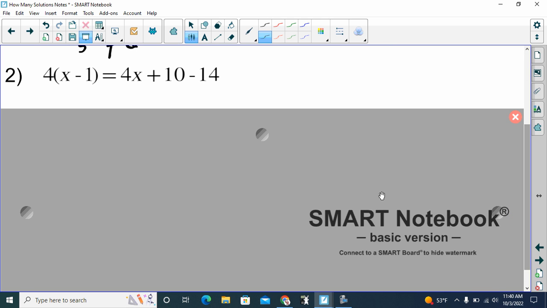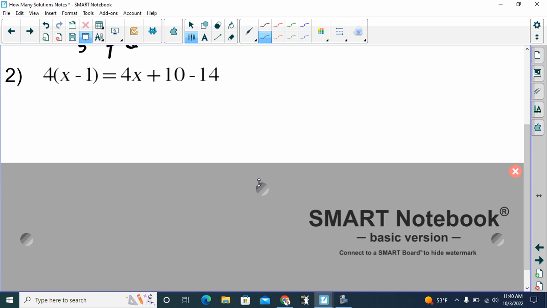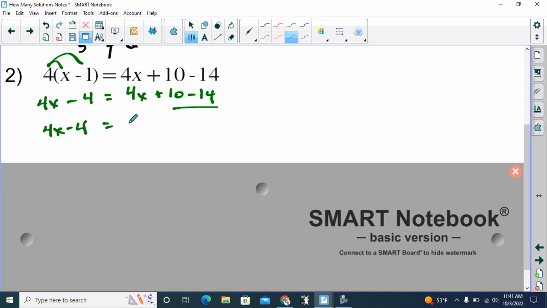Number 2 says 4 times quantity x minus 1 equals 4x plus 10 minus 14. Let's start by distributing the 4. 4 times x, 4 times negative 1. So we did the distributive property there. I've got a couple like terms right here that I can combine. Positive 10 minus 14 gives us negative 4.